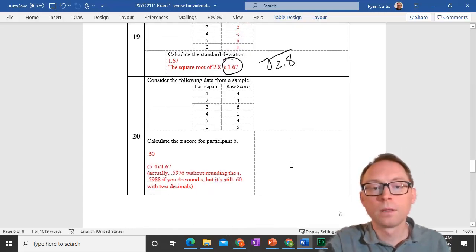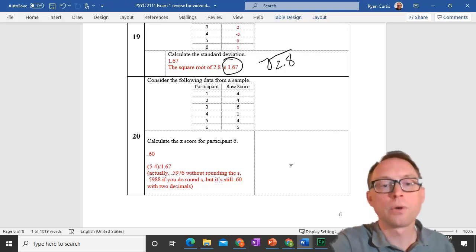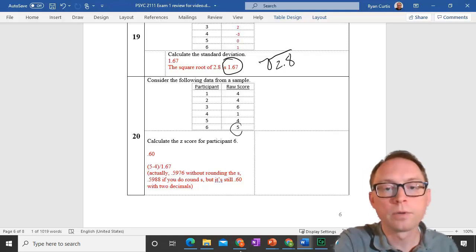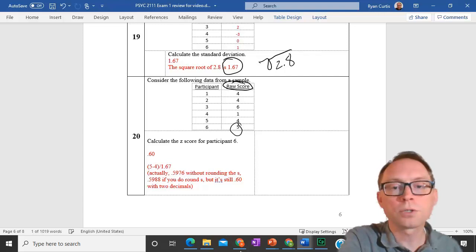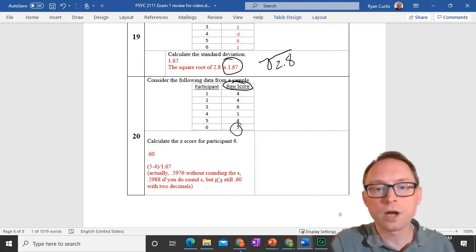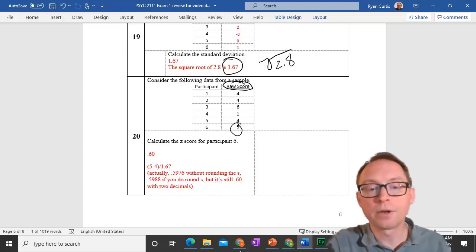Number 20. Calculate the z-score for participant number 6. So we want the z-score for this person right here. What this is saying is, first you need to figure out what these are. Now remember, these are raw scores that we're talking about. These are no longer deviations. These are raw scores. So you have to figure out each of the deviations and get the standard deviation, and take participant number 6's deviation divided by the standard deviation.